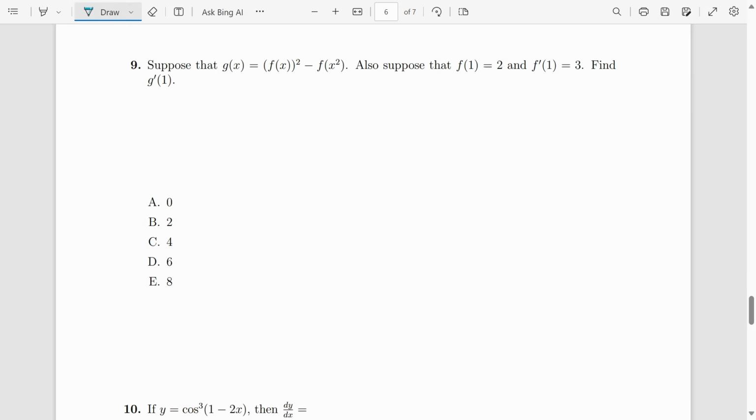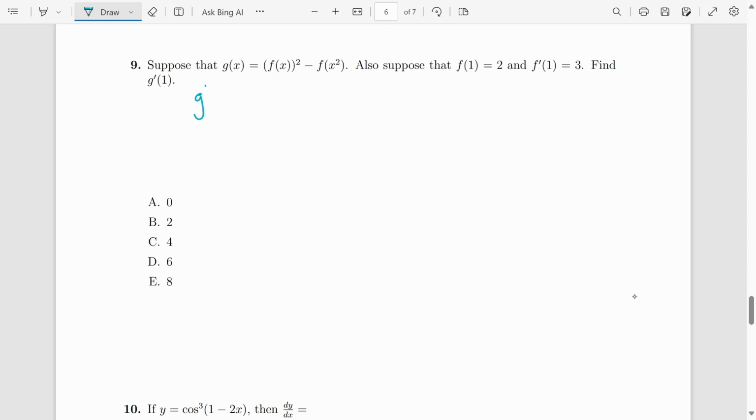So suppose that g of x equals the quantity f of x squared minus f of x squared. That's kind of confusing. Also suppose that f of 1 equals 2 and f prime of 1 equals 3. Find g prime of 1. So we need to find g of x's derivative and then plug in 1 into it.